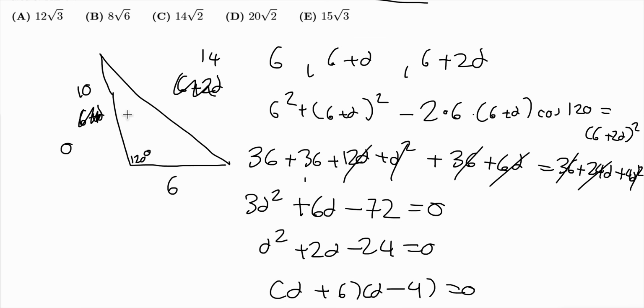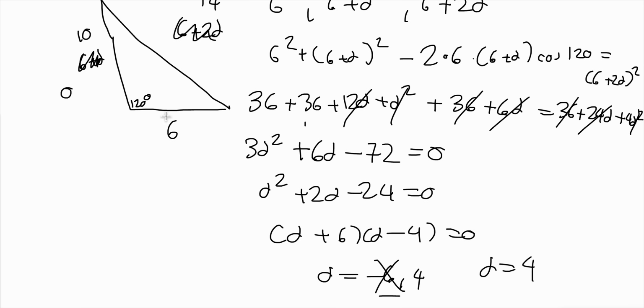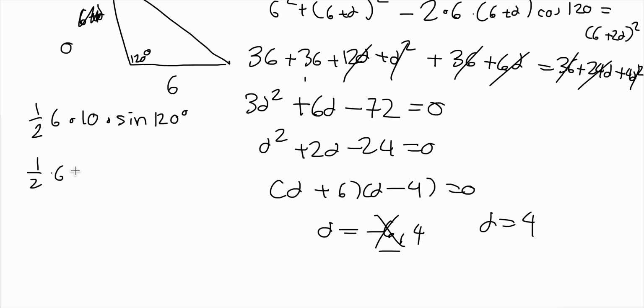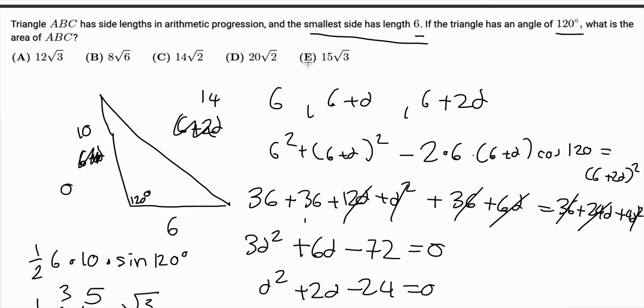Now we want the area of this, and for this we use another formula: the area of the triangle is 1/2 times any two sides times the sine of the angle between them. So 1/2 times 6 times 10 times sine of 120 degrees, which is radical 3 over 2. Let's simplify this. These two cancel, so 3 times 5 times radical 3 is 15 radical 3, which is going to be answer E.